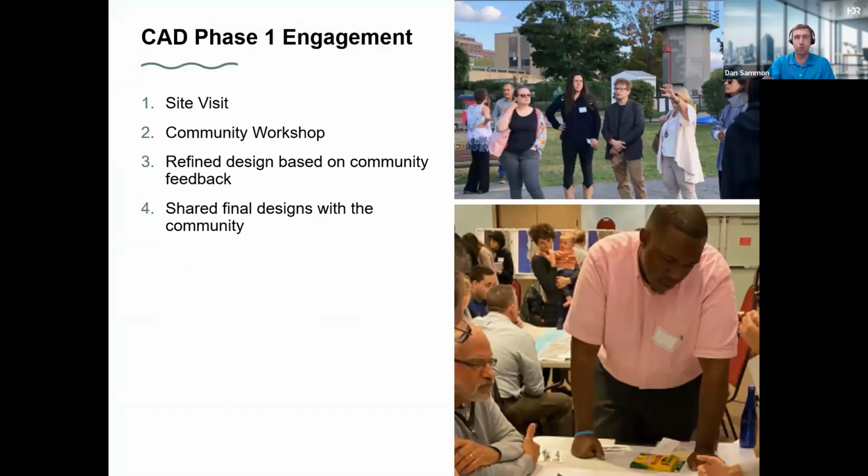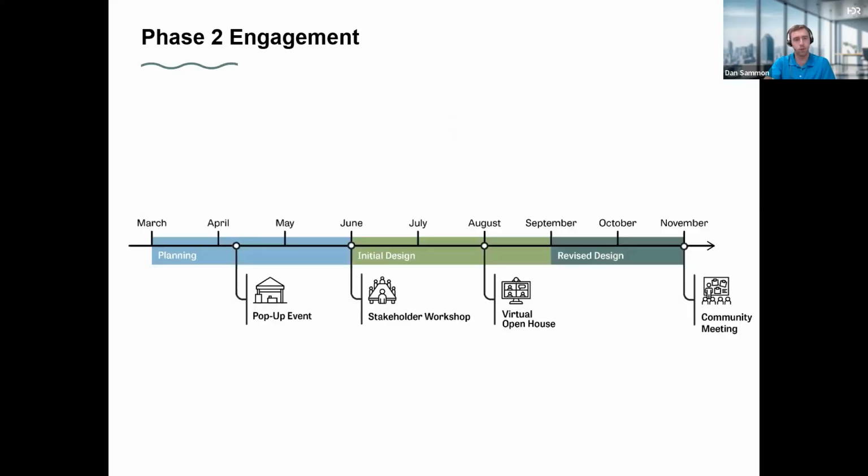So with most things though, there was the phase 1, like Kim said. CAD phase 1 had a solid piece of community engagement, which was start out with a site visit, same deal, looking around the site, hosting a community workshop, getting some input, refining their design based on that community feedback, and then sharing that final design with the community in shareholders meeting. So we built upon that and took that into consideration as we worked through in phase 2.